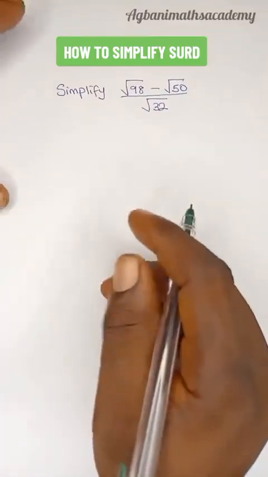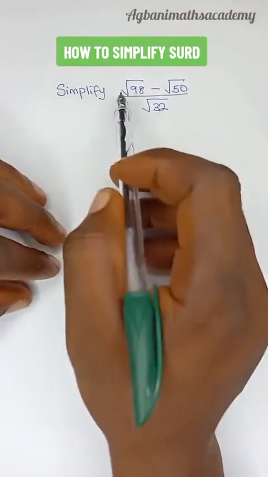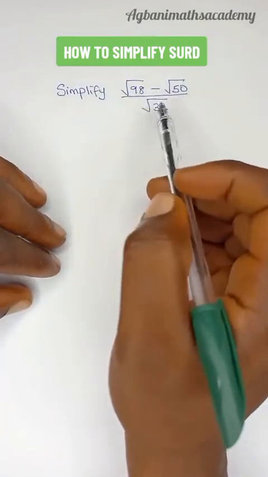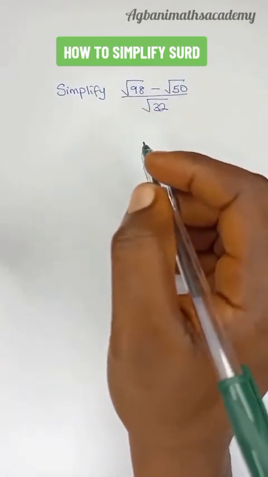Hi guys, let's look at this simple question that we have here. We are told to simplify square root of 98 minus square root of 50 all over square root of 32. So this is a problem involving surds.